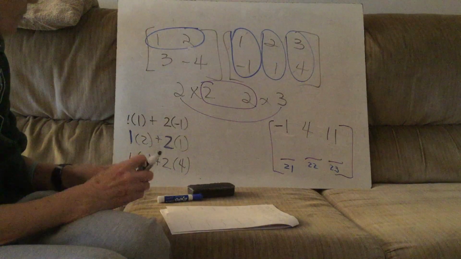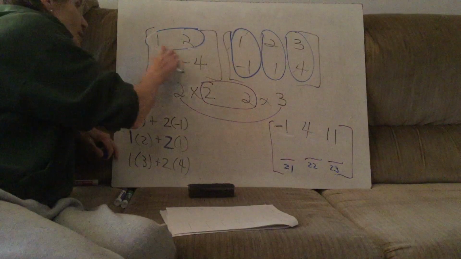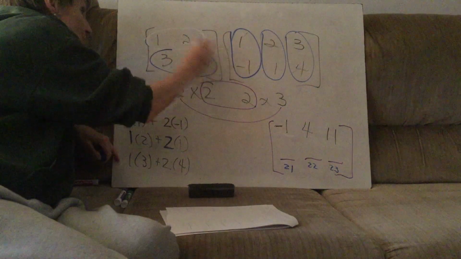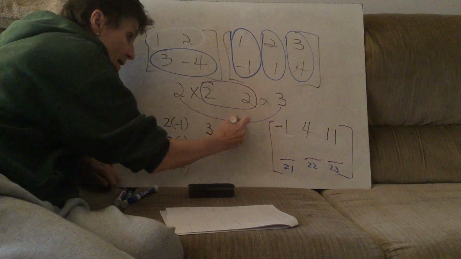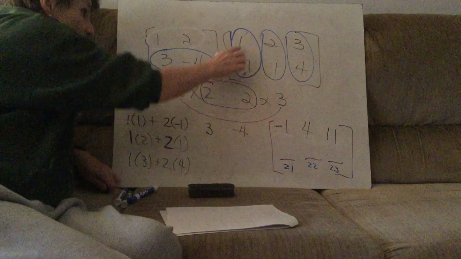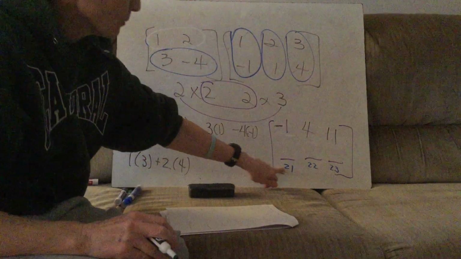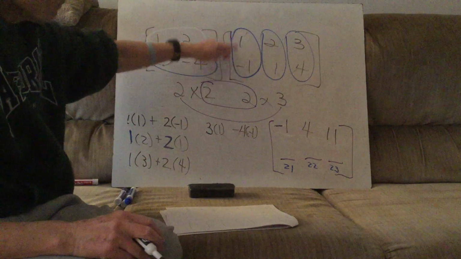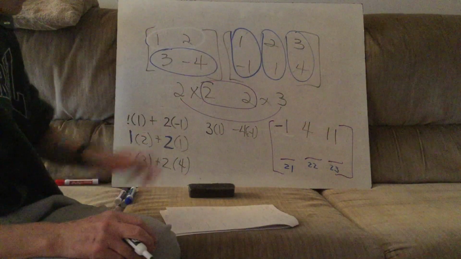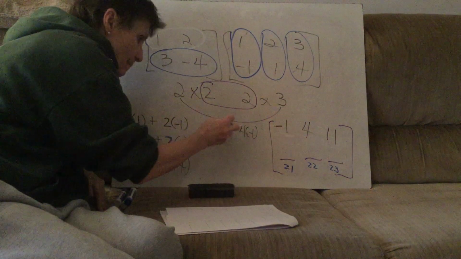So I'm going to go down to the second row. Now I will be using my second row of numbers, which is 3, negative 4. So I'm going to use 3, negative 4 with my 1, negative 1. Second row, first column. All right, let's add them up.